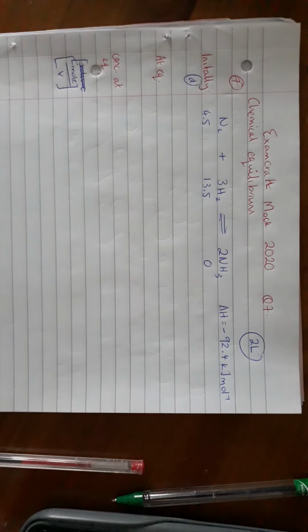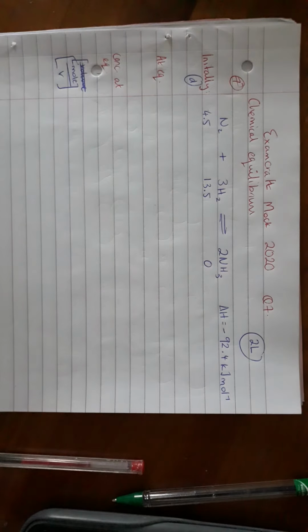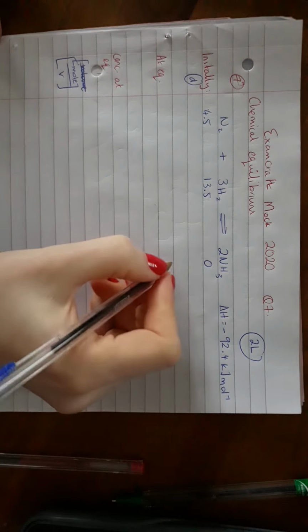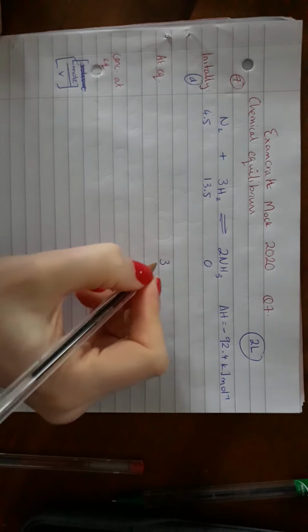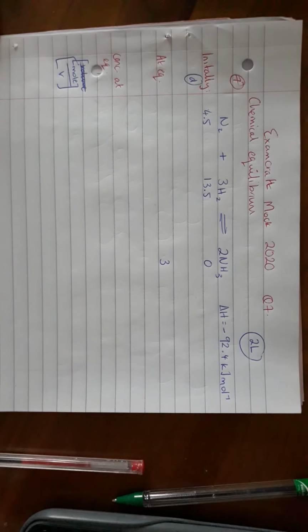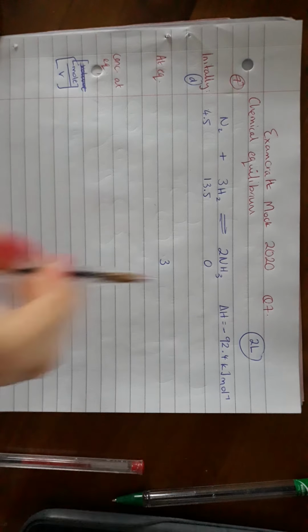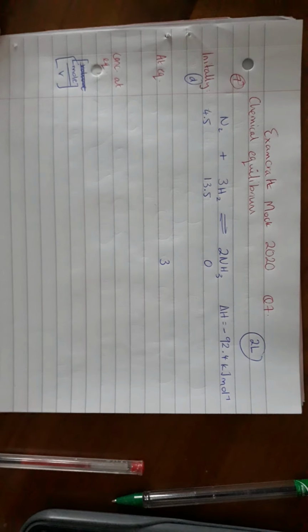The question then says, it was found that there were 3 moles of ammonia in the equilibrium mixture. Calculate the concentration of each gas at equilibrium in moles per litre. So that means there were 3 moles of ammonia in the equilibrium mixture once equilibrium was reached. This is ammonia here, NH3.